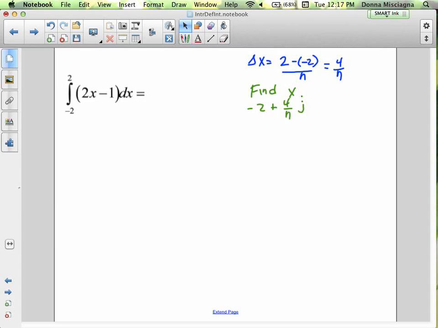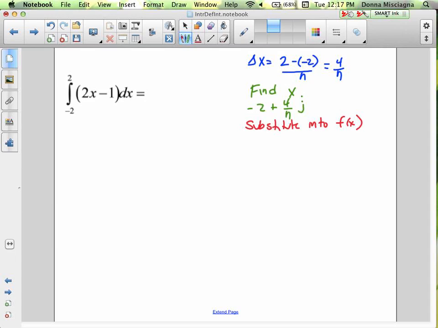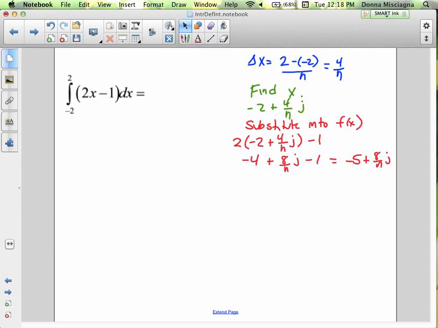And now let's substitute into f of x, and of course simplify. That would be 2 times our x, and this time we have an x, so we plug in negative 2 plus 4 over nj, and then we have a minus 1. So that would be negative 4 plus 8 over nj minus 1. We'll combine like terms, which equals negative 5 plus 8 over nj. All right, so now let's take the limit.